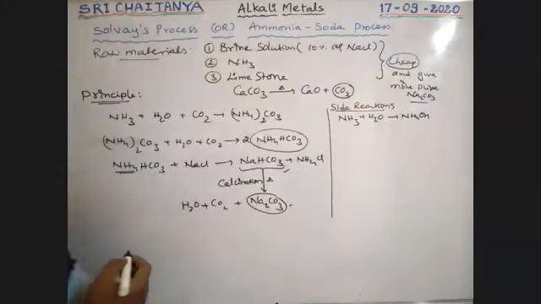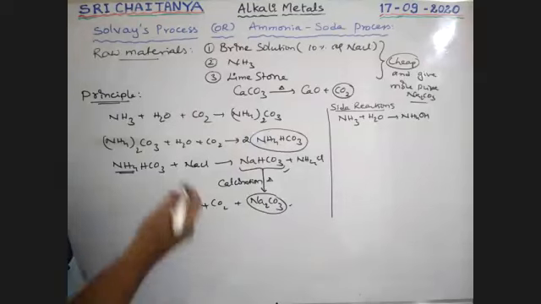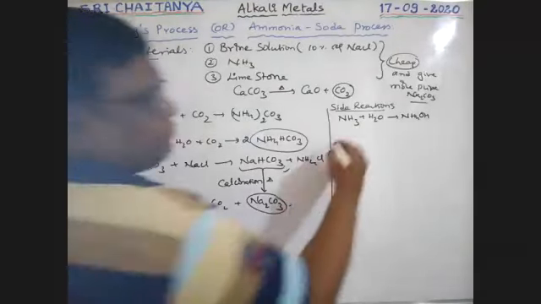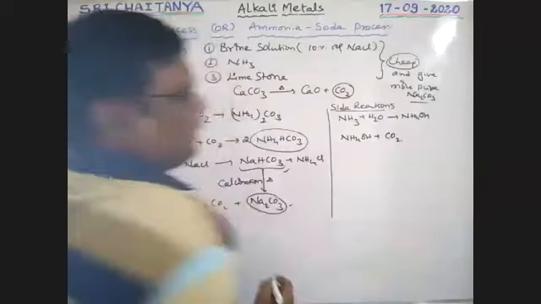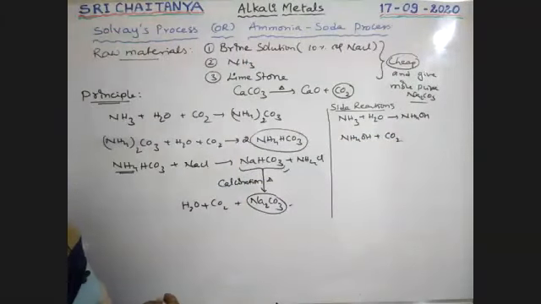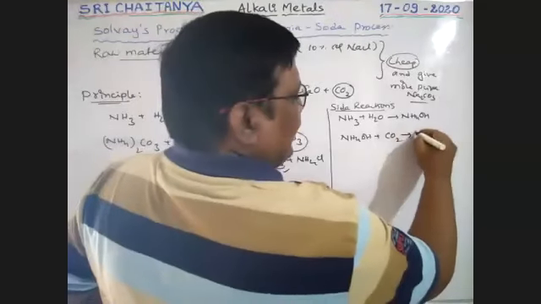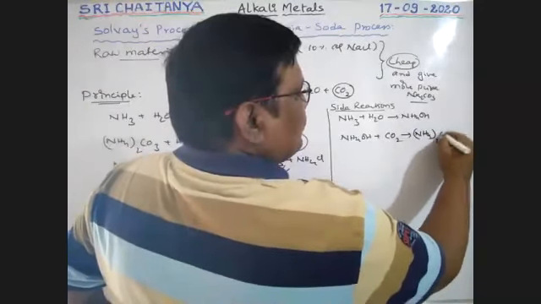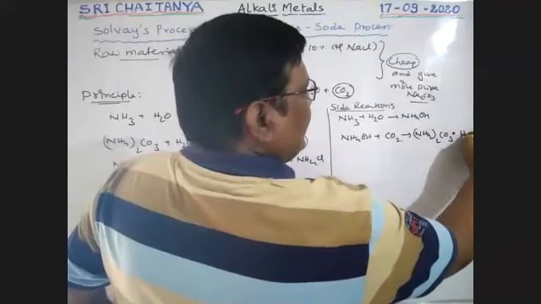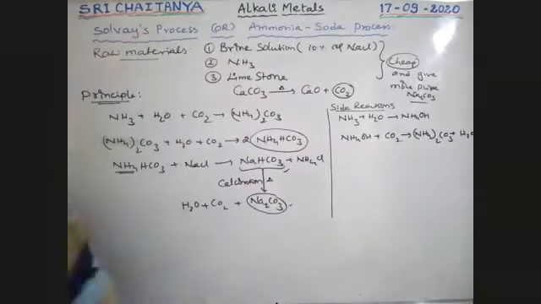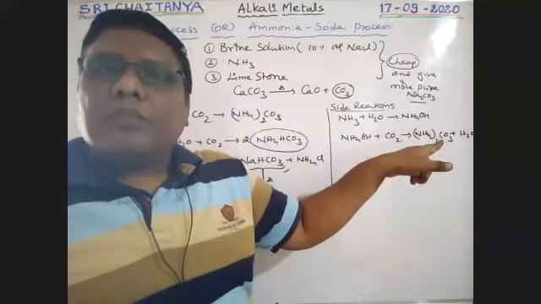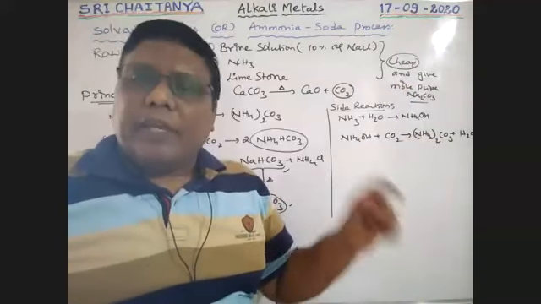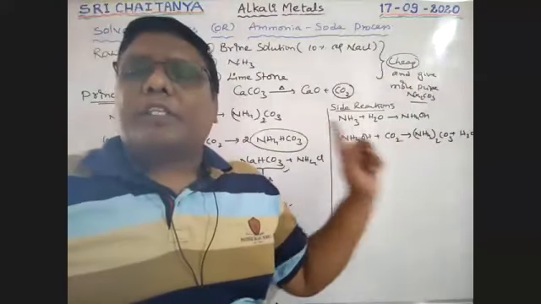All these are side reactions. Next, the ammonium hydroxide that formed may react with carbon dioxide. That gives ammonium carbonate and water. Ammonium carbonate and water are formed. This formed ammonium carbonate and ammonium hydroxide are very helpful to remove the impurities present in NaCl.